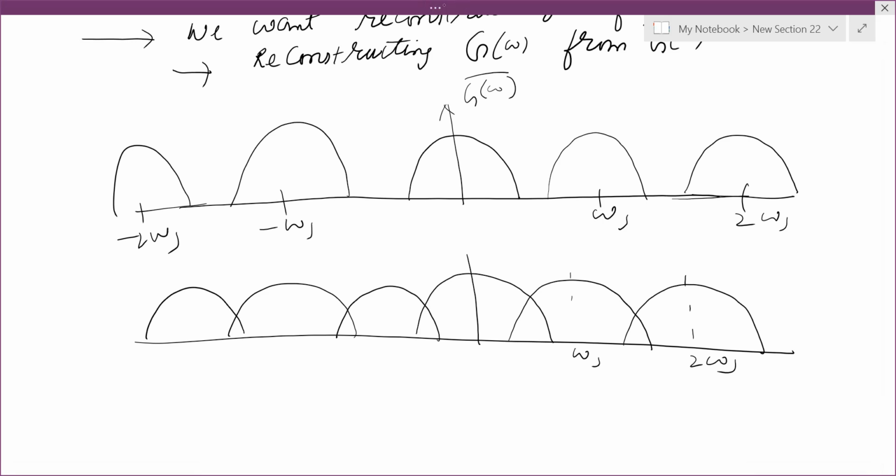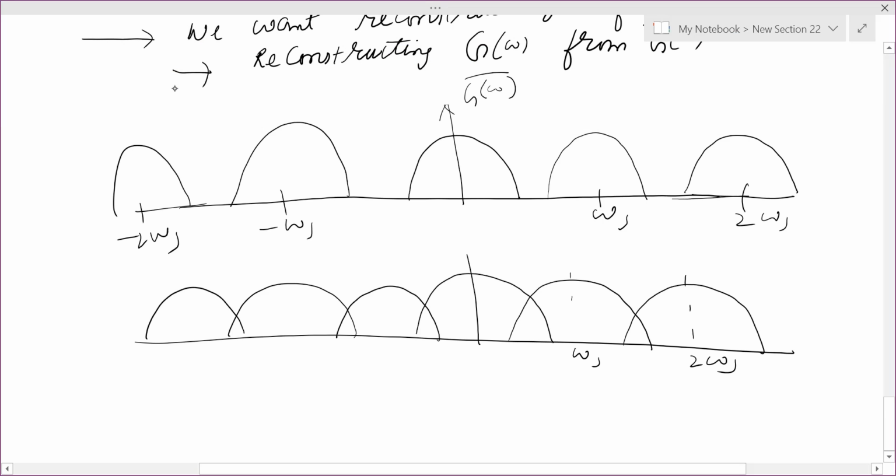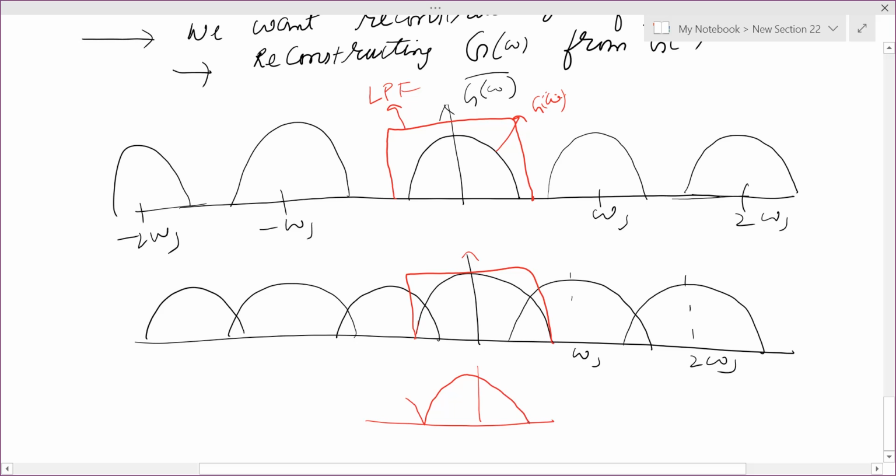Now what is the goal? If you see scenario 1, the goal is we want to get back this g of omega. So we can put here a low pass filter, then we will get back g of omega. But if it is scenario 2, where will you put the low pass filter? If you put it like this, you will not get the original g of omega, you will get something like this. This is not g of omega, right?